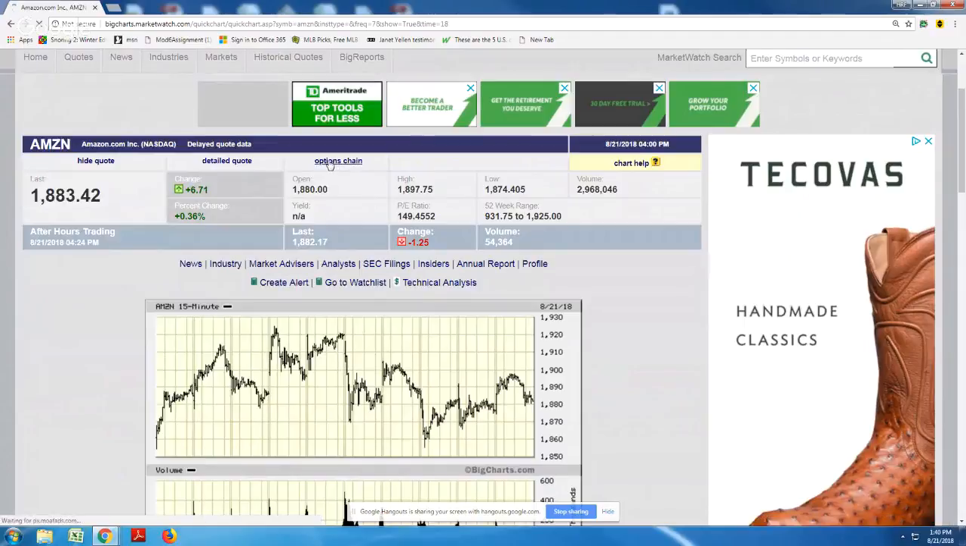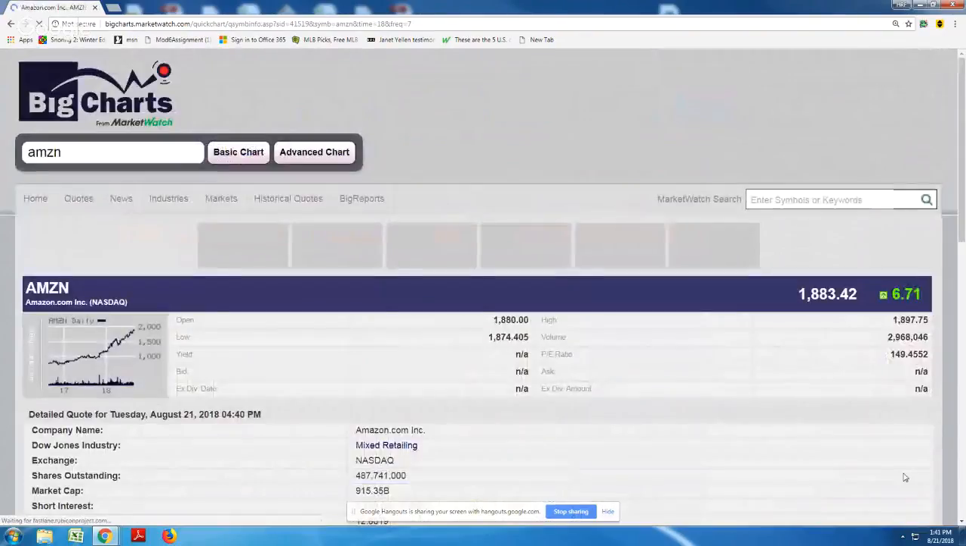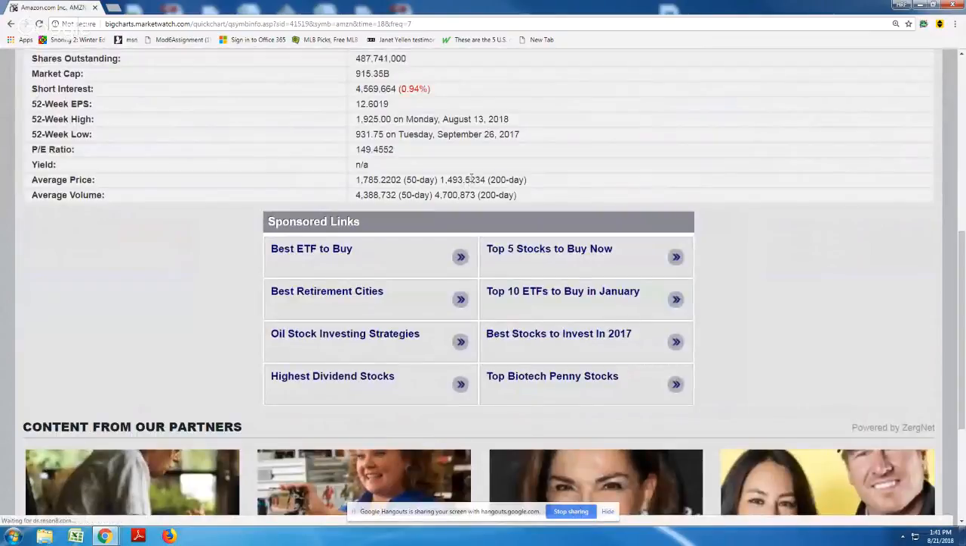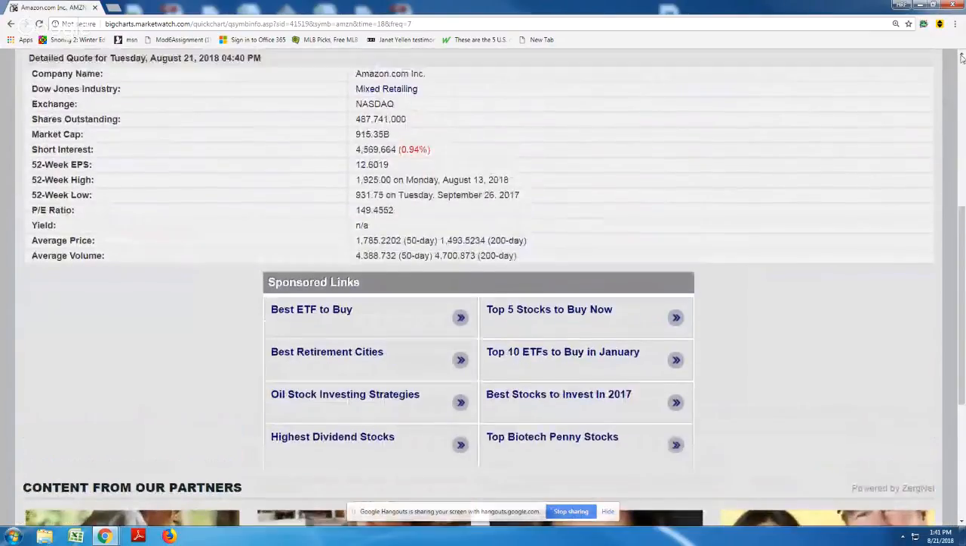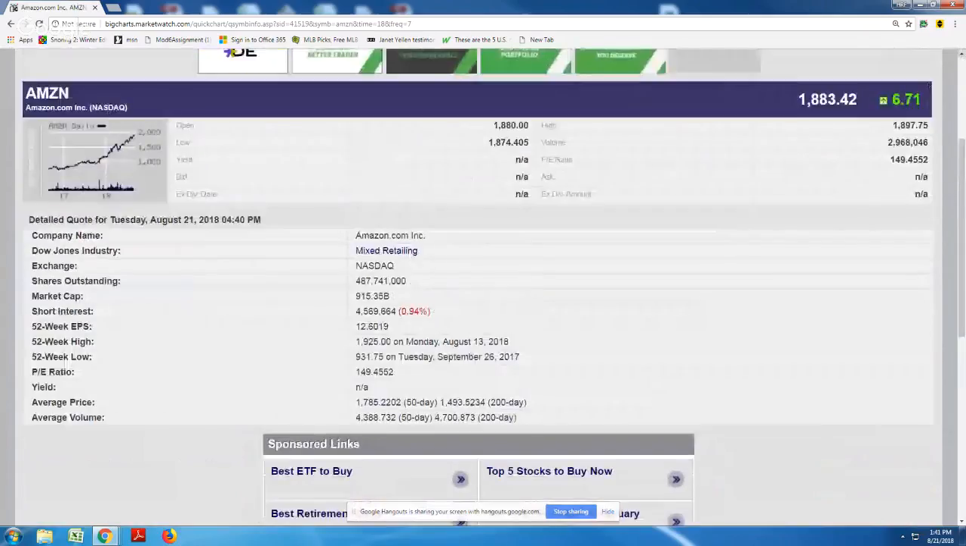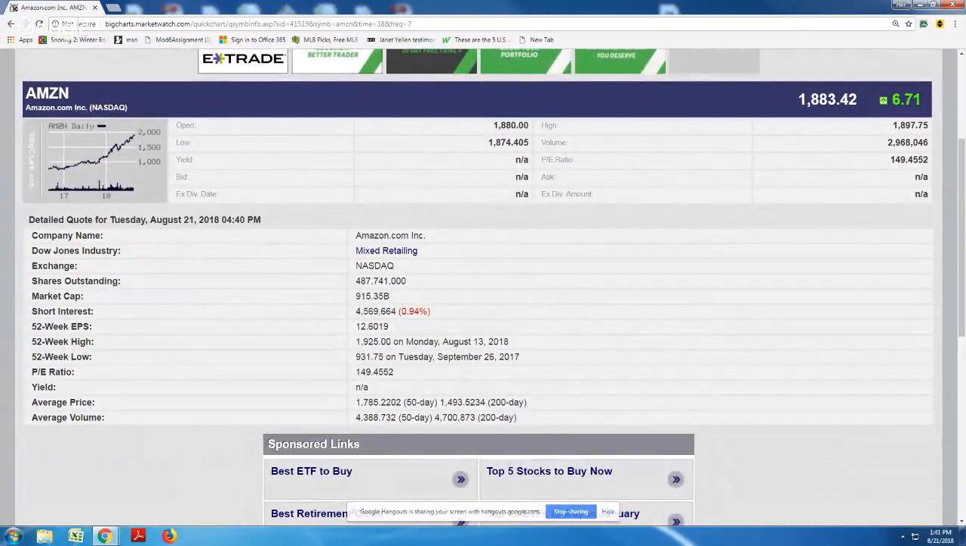Looking at the detailed quote, let's take a look there. And therefore, you see, look where the 200-day average is. That's at 1493. Basically, if you take the high today of 1897 and subtract the 1493, then divide it into the 1493, you get about a 27% distance between the 200-day average and the price.